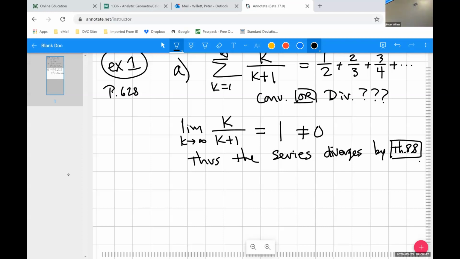Questions, comments, discussions about Theorem 8.8, the divergence test? And again, if you don't have a mic, you can type into the chat window if you want to ask a question there. I'm going to try to keep an eye on that. But if you have a mic and you want to just ask a question, you can unmute it and ask your question. Anything so far?